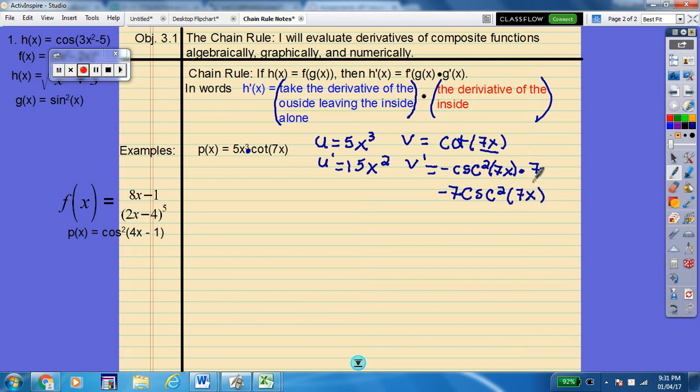All right, so what's happened is we've set up the product rule, and the chain rule came into play because I needed to be able to take the derivative of cotangent of 7x. See, that's where the chain rule came into play.